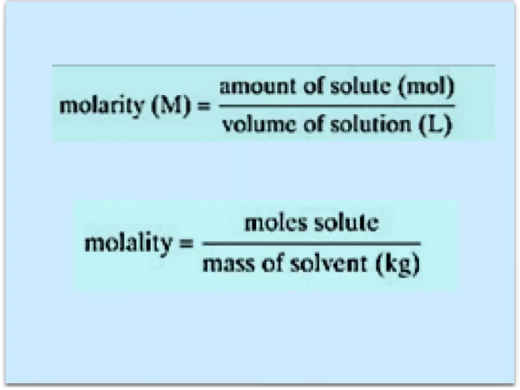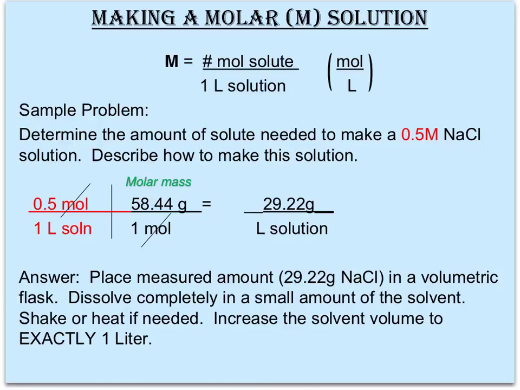When calculating molarity, the amount of solute divided by the volume of solution in liters will give you the molar concentration. Molality is computed by taking moles of solute per mass of solvent given in kilograms. If I were a student in the lab needing to make a molar solution, I would need to remember that it's moles per liter. In this sample, it says determine the amount of solute needed to make a 0.5 molar sodium chloride solution. That would be rather dilute, by the way. It says describe how to make the solution.